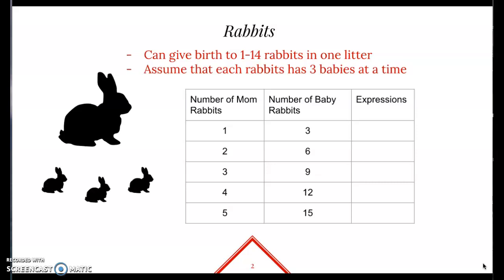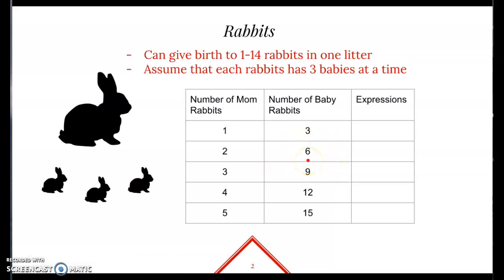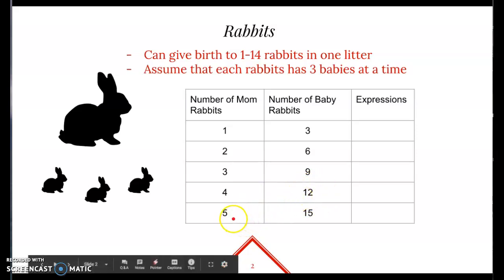So if we have one mom rabbit, that mom rabbit gives birth to 3 babies. If there are 2 rabbits, they are giving birth to 3 babies apiece, so they have 6 total. We have 3 rabbits, they're giving birth to 3 babies apiece, there's 9. We have 4 rabbits, they each are giving birth to 3, so we have a total of 12 new baby rabbits. Then if there are 5 rabbits, we're giving birth to 15.